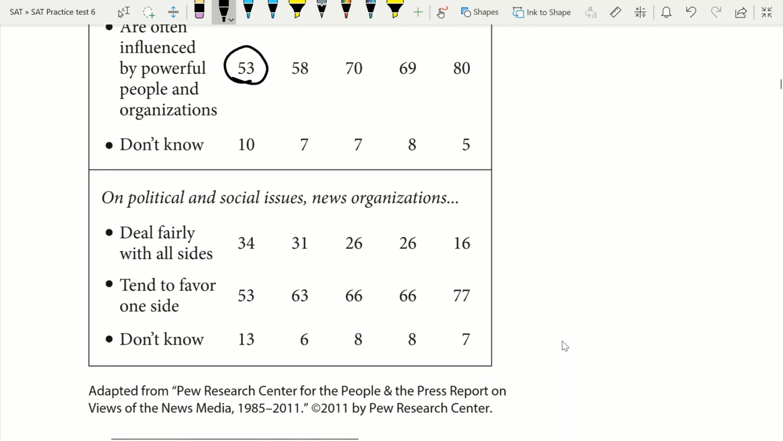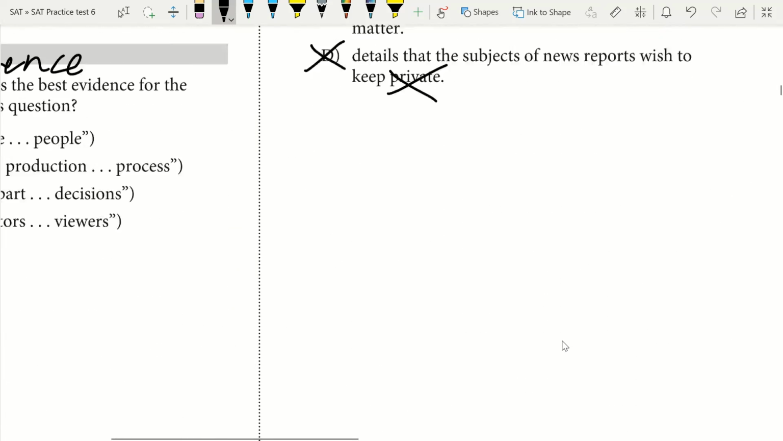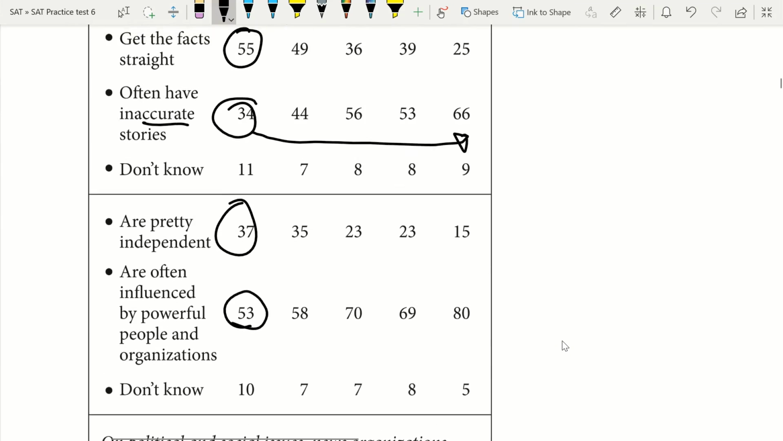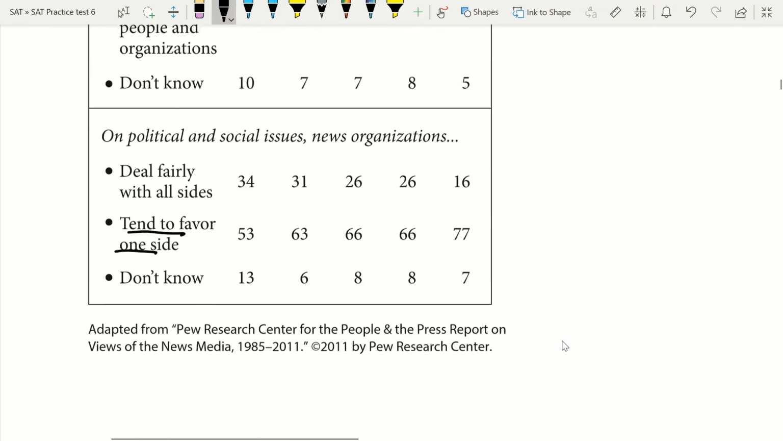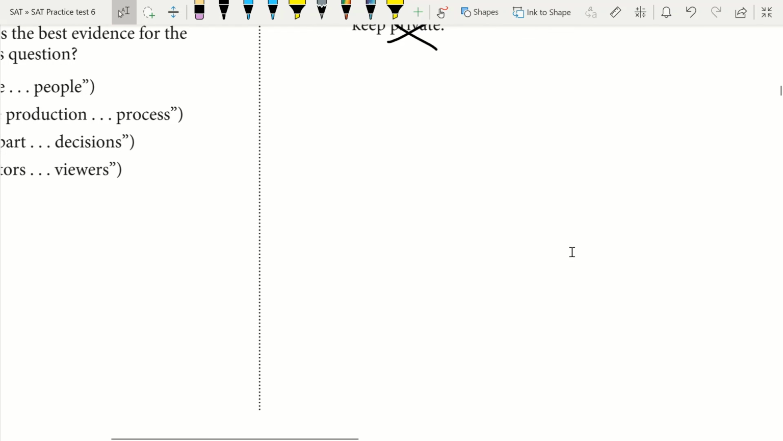All right, we have bias would be tending to favor one side. Let me just quickly check what the years were. Years are 1992 to 2003. So we're seeing if there's a double there. We see that we go from 63 to 66. That is not a double, so that is going to be wrong. So I go down, B is going to be wrong for 20.